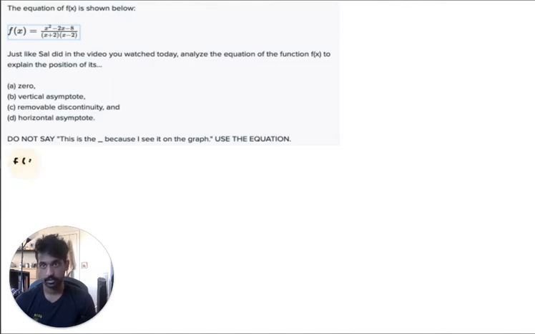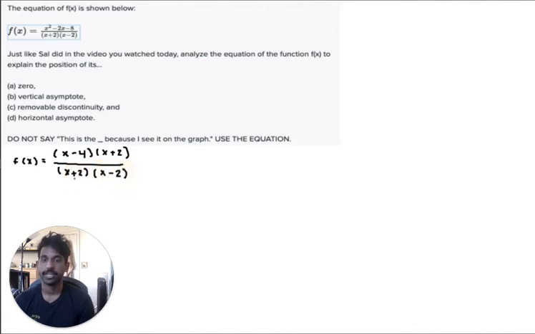F of x equals... Well, I see x squared minus 2x minus 8. I know that for these types of questions, I want to factor, so I'm going to factor here. X squared minus 2x minus 8, we've been practicing our factoring, so I know that that is going to be x minus 4, x plus 2. Because negative 4 plus 2 is negative 2, that's what we want, and then negative 4 times 2 is negative 8, that's also what we want. And that's divided by x plus 2, x minus 2.